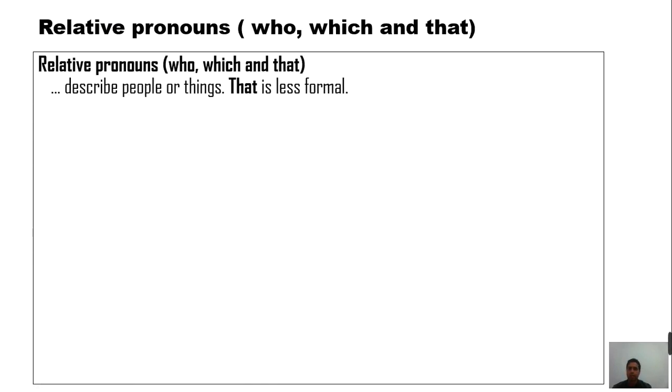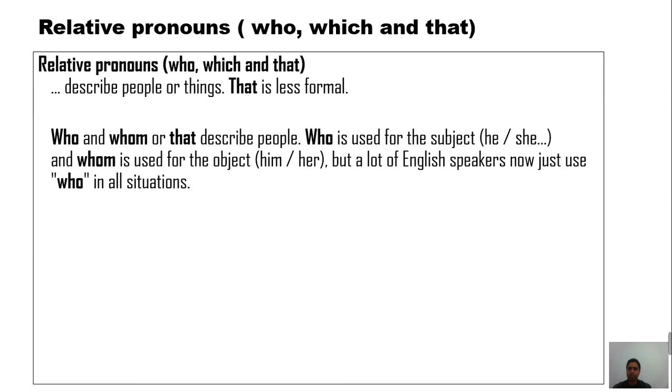Now we have here the relative pronouns who, which, and that. We continue with the same thing. Who and whom or that describe people, and who is used for the subject, he or she, and whom is used for the object, him or her. But a lot of English speakers now just use who in all situations. We have already said that.